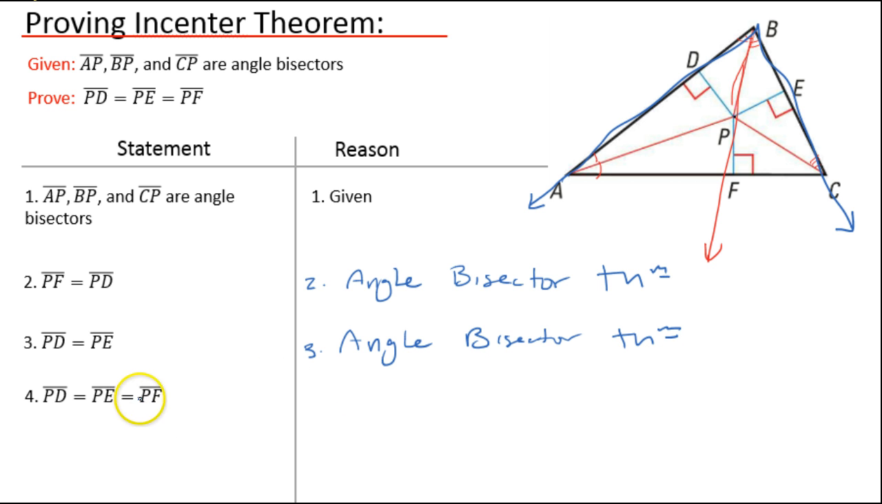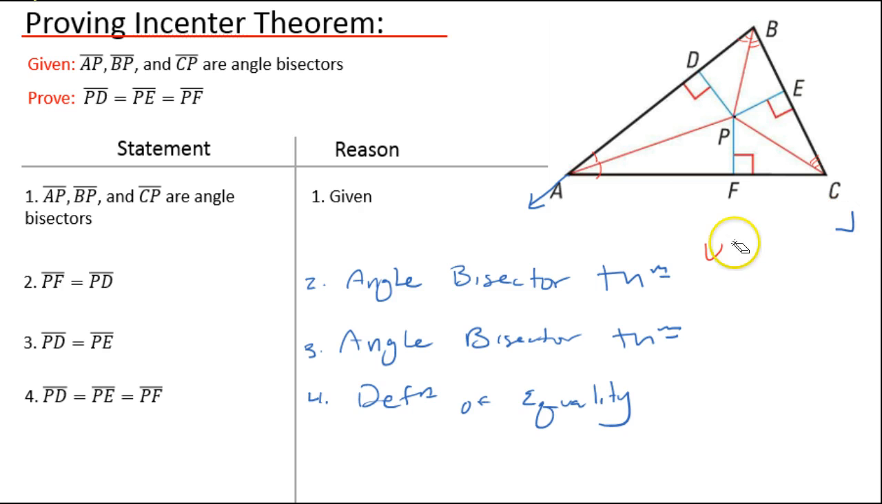And the last one is just showing PD is congruent to PE, which is congruent to PF. Again, this would just be by definition of equality. And we're done. So we've now shown that wherever all my angle bisectors cross, we create an incenter.